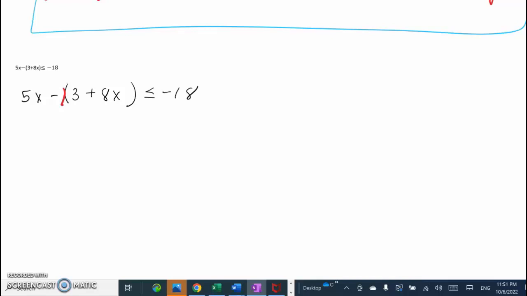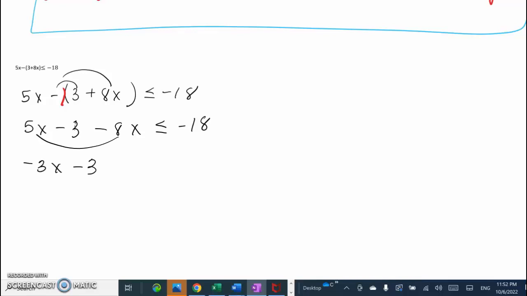Well, the rules for solving equations will not change. You distribute first, collect like terms, and then apply the new rules for inequalities. Okay, so here we go. This becomes 5x minus 3. You're going to distribute twice. So that's minus 3 minus 8x less than or equal to negative 18. So we distributed just like before. Now we're going to collect like terms. There we go. So it becomes negative 3x minus 3 is less than or equal to negative 18.